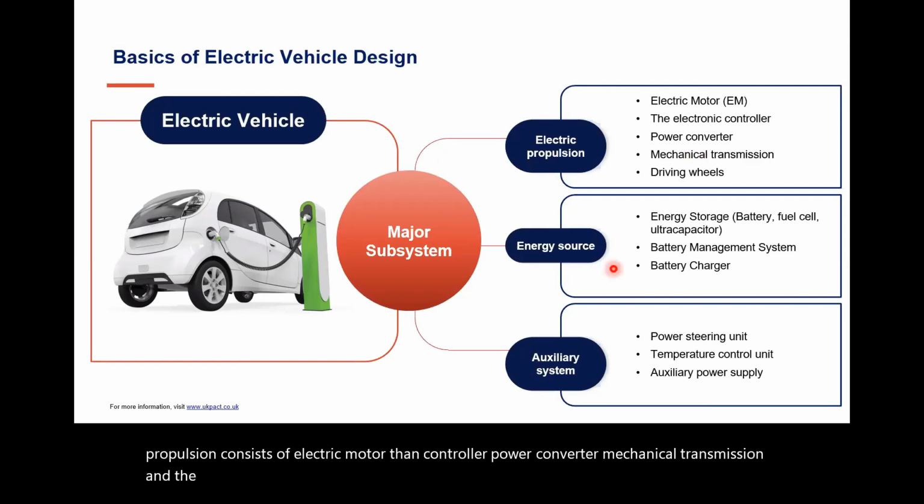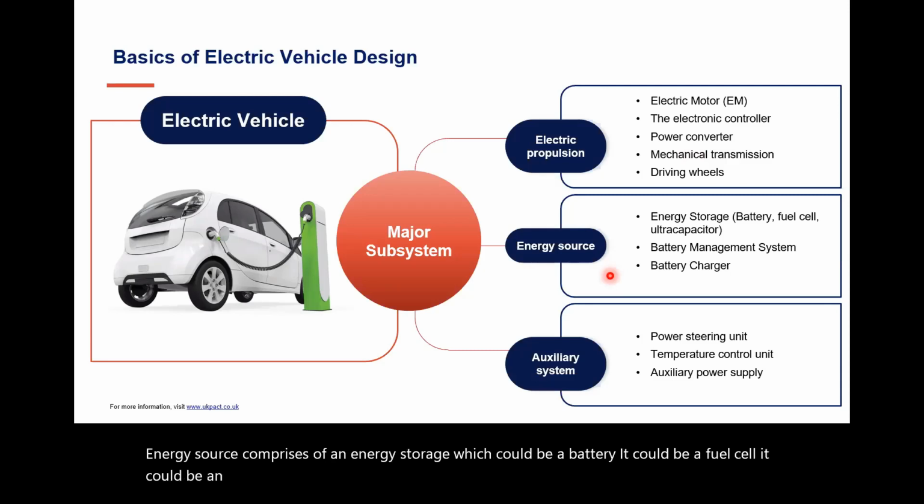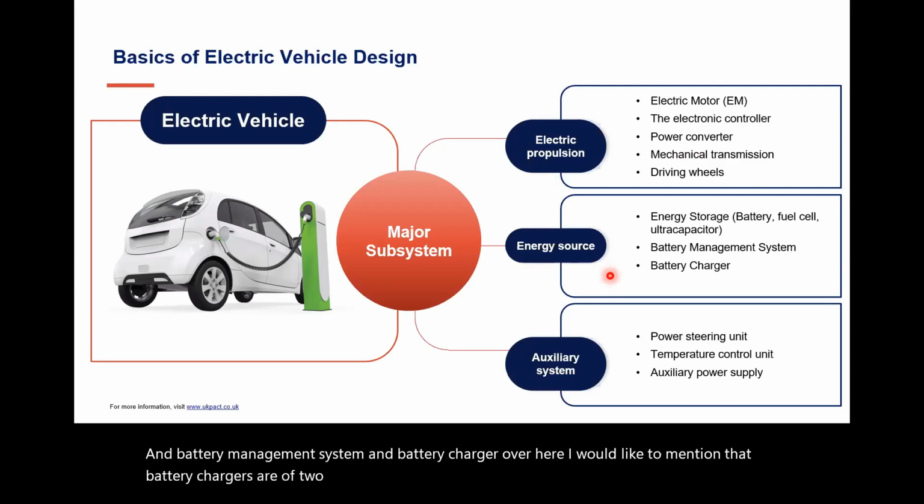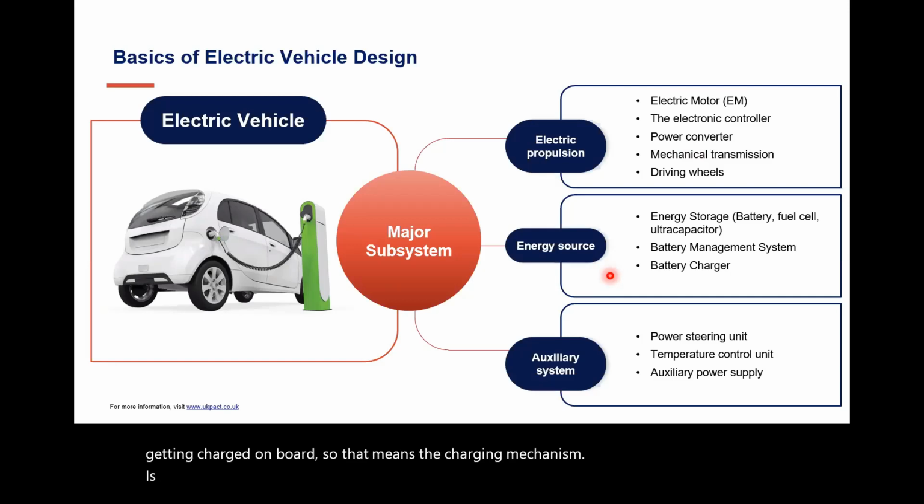Energy source comprises an energy storage, which could be a battery, it could be a fuel cell, it could be an ultra capacitor, and a battery management system and battery charger. Over here, I would like to mention that battery chargers are of two types. In certain types of vehicles, there is a provision for the battery getting charged on board. So that means the charging mechanism is basically on the vehicle itself. In that case, it is known as onboard charger.